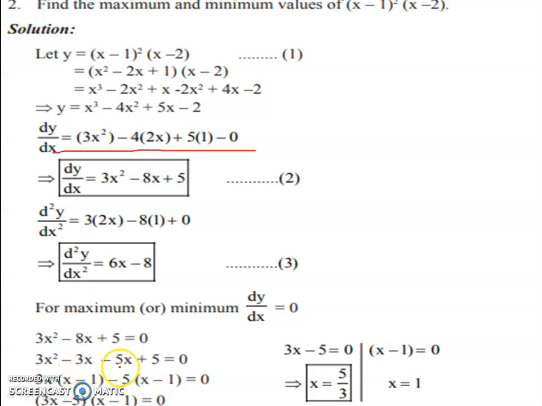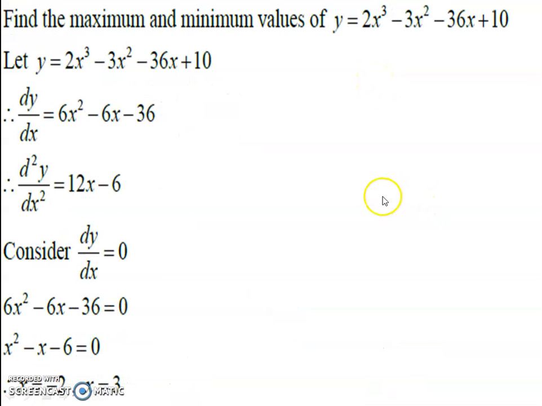Be careful, we have to use the middle term splitting method of the quadratic equation. Now we have 3x minus 5 equal to 0 and x minus 1 equal to 0. Therefore 3x is equal to 5, x equal to 5 upon 3, x equal to 1. Now we have to check the maximum and minimum condition by putting these values of x. So it is for homework, that we have to put and derive the values.